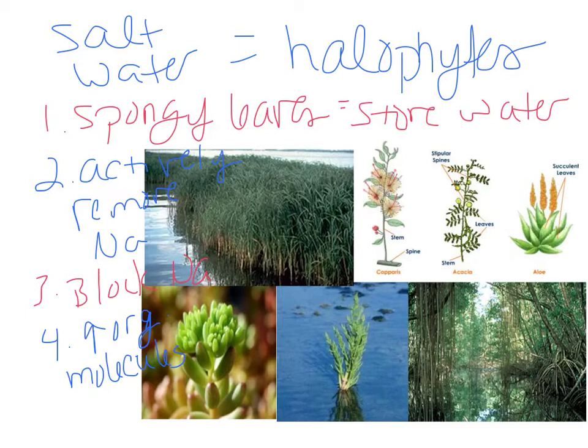So these halophytes, like I said, have a wide range of things that can help combat the salt. They can dilute the salt with the water stored in the spongy leaves. They can just remove it. They can block it. Or they can also impact how much of the salt water they're taking up by altering their solute potential, and so in turn their water potential, by making more of these organic molecules.